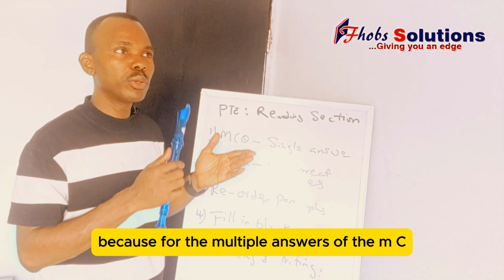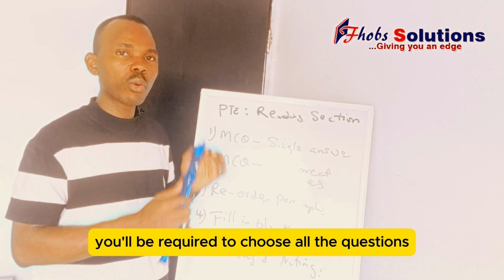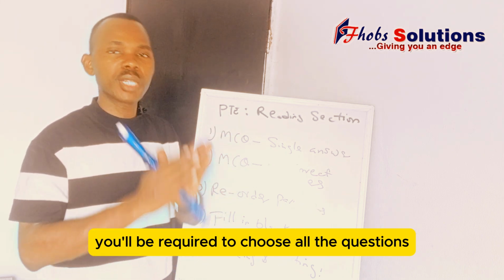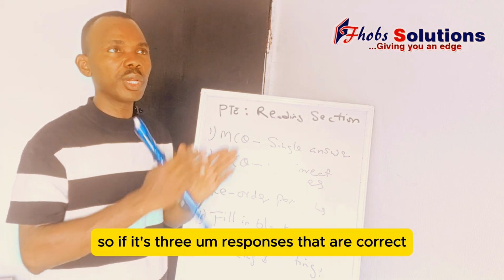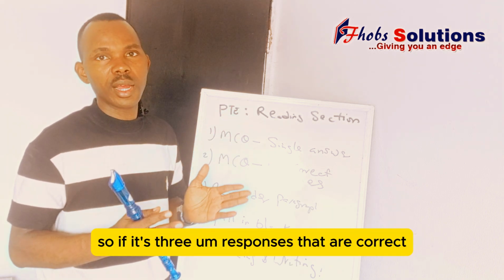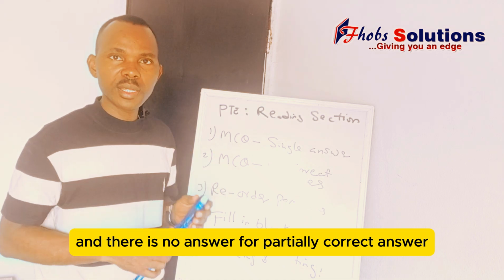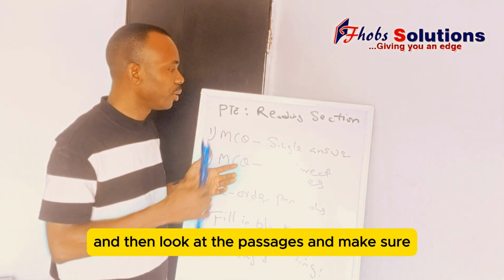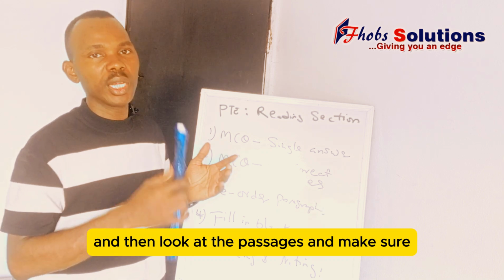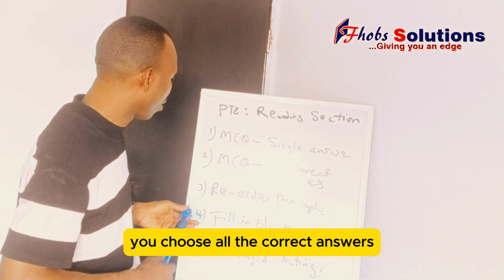Because for the multiple answers of the MCQs question type, you'll be required to choose all the answers or responses that are correct. So if it's three responses that are correct, you have to choose them. And there is no credit for partially correct answers. So you must listen to the instruction and then look at the passages, and if it is the one that asks you to choose all the correct answers, you choose all the correct answers.